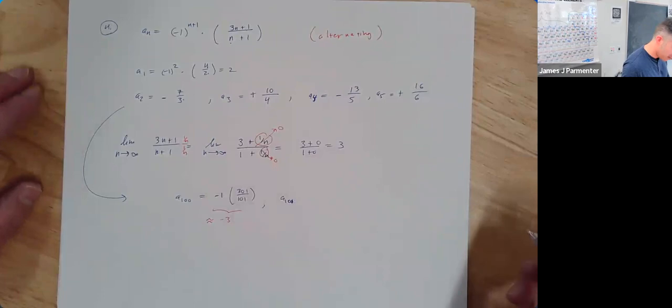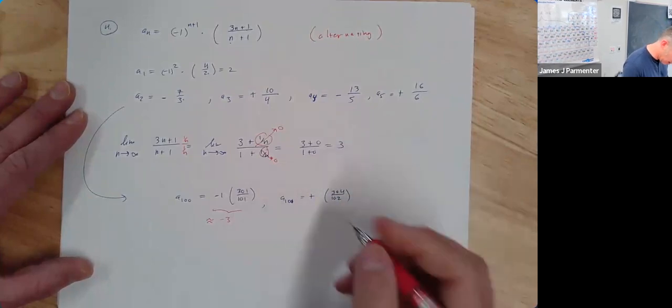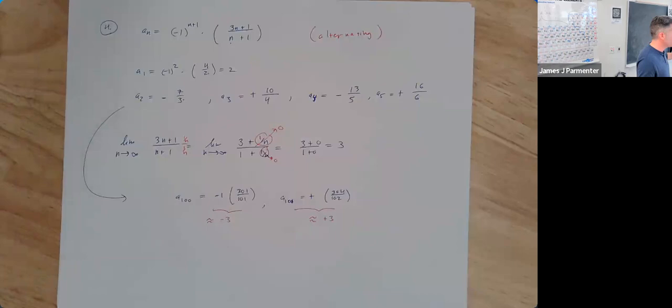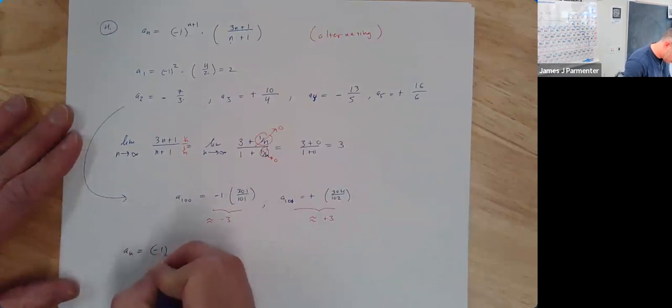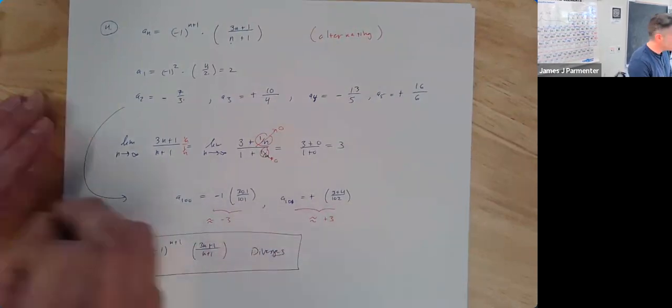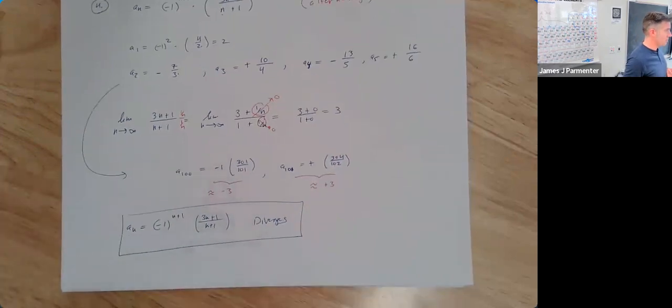101st term is going to be positive 304 over 102, which is essentially positive 3. We're going back and forth between 3 and negative 3, and we're not getting close to any one single specific value. And when that's the case, we have to say that the sequence diverges, because we're not getting close to one single value. We're getting closer and closer to 2 values that are not next to each other. So this sequence definitely diverges. And that's all we can say, because it's not diverging to infinity. It's not diverging to negative infinity. It's oscillating back and forth between things closer to 3 and things closer to negative 3.